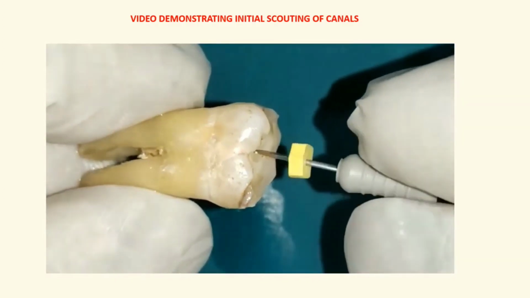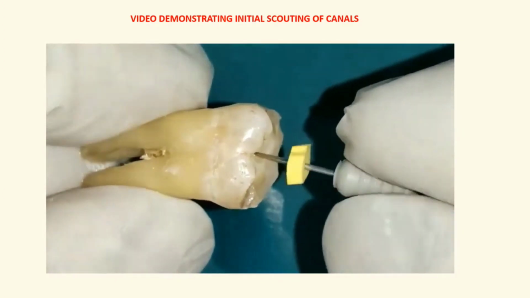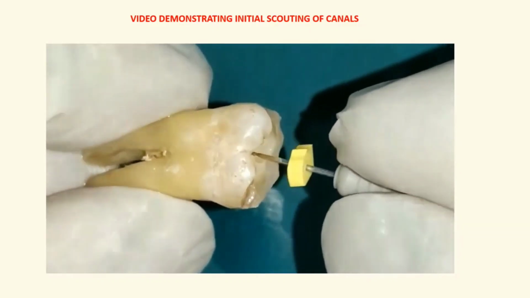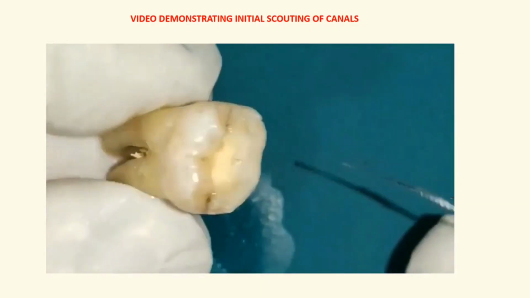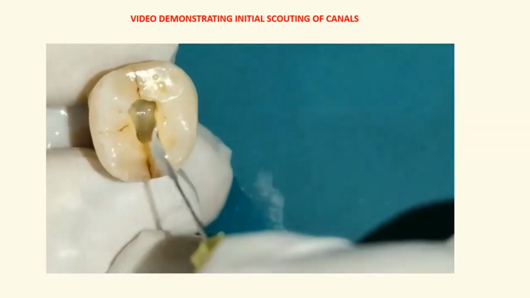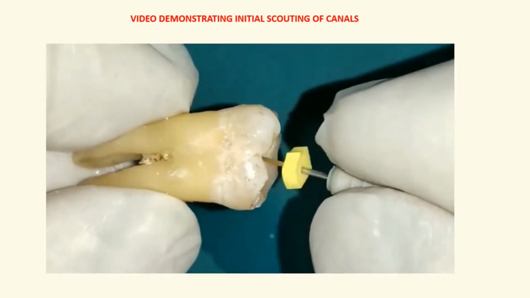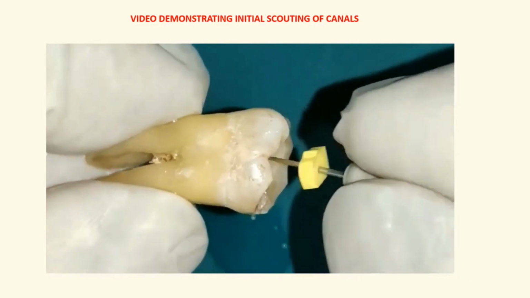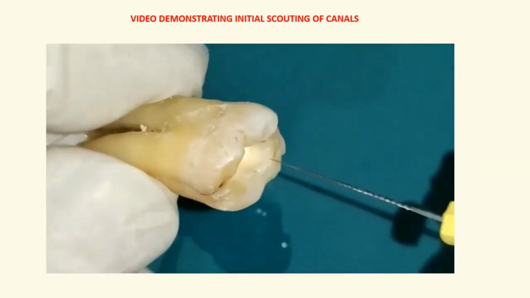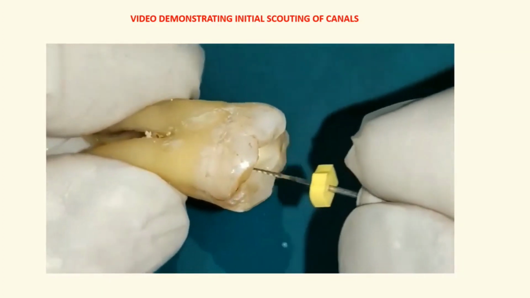Then a pre-curved file coated with EDTA gel is passively inserted till the resistance or 2 to 3 mm short of the estimated working length. Don't force or push the file to reach the apex. Please remember that in this step we are not reaching the apex. Use minimal watch winding and up-down motion of the file. Minimal and very gentle. This is only scouting.